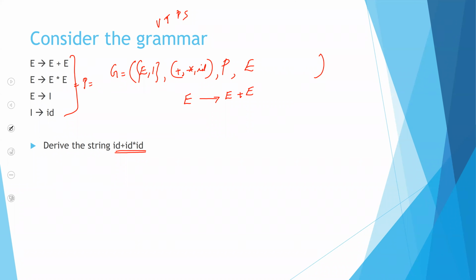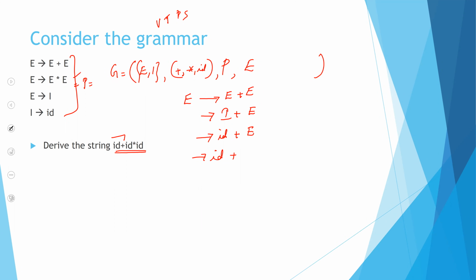Now let's see how we normally do it. E. Now look here, the first should be a plus. Now what I can do is I can replace E with I. So I can write I plus E. At a time you can replace only any one. I can replace it with ID plus E. So I'm done with this part. ID plus E, this much is fine.